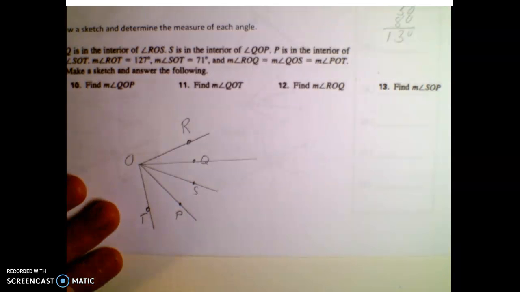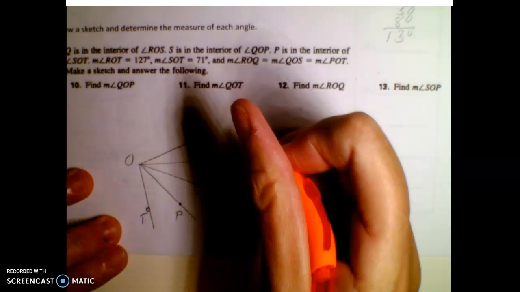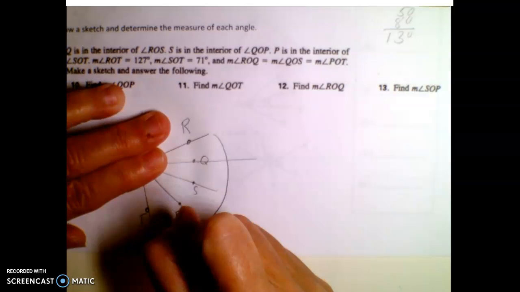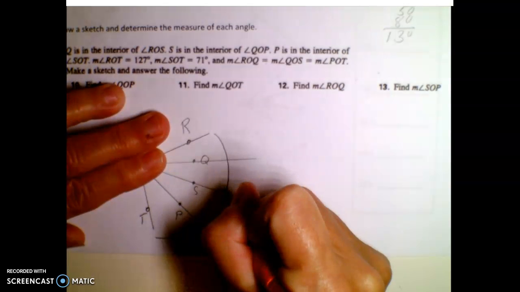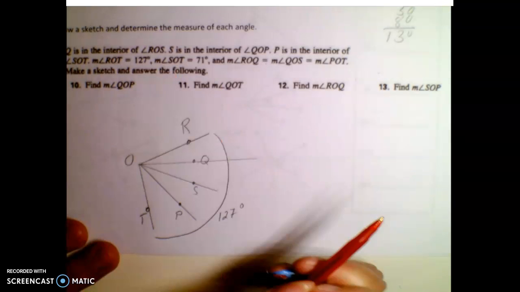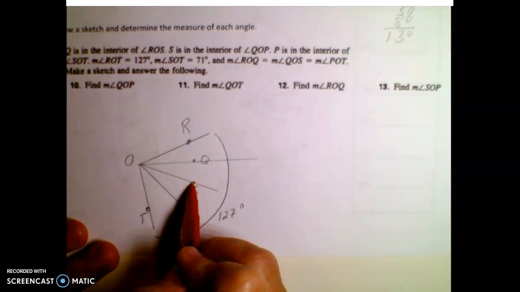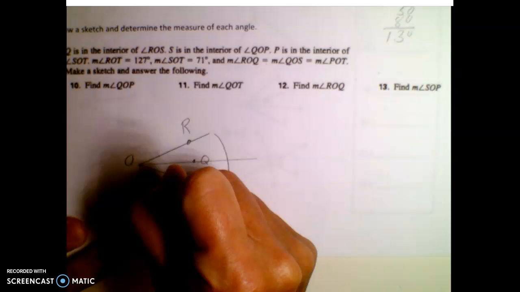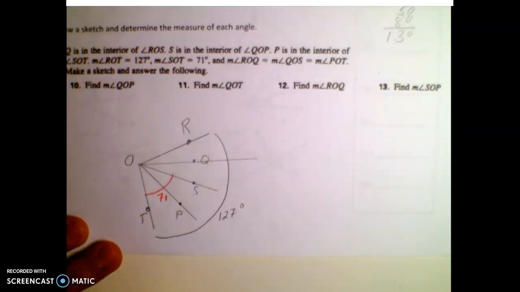So let's start with ROT is 127 degrees. So ROT is 127 degrees. So that means this whole thing going all the way around is 127 degrees. All right, let's fill in what else we know. We know that SOT is 71. So SOT, that means this angle right here is 71 degrees.